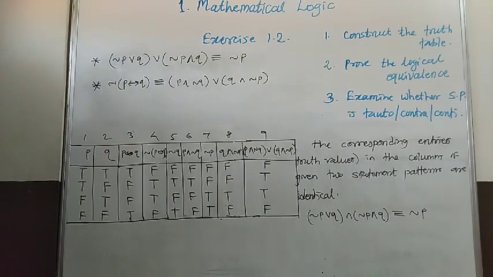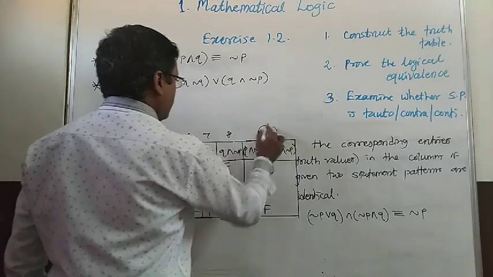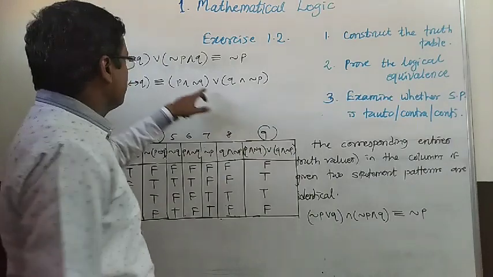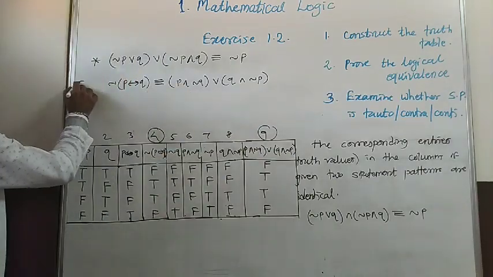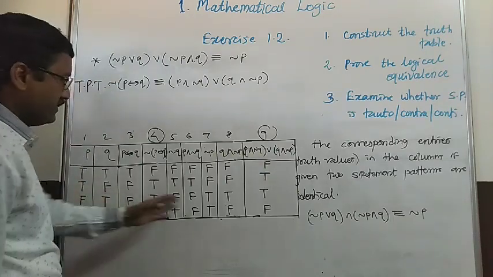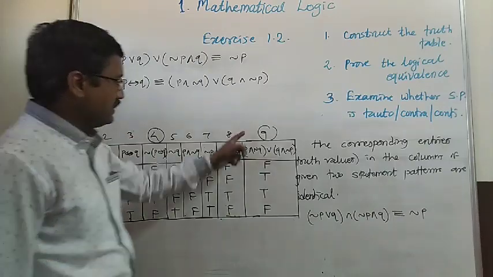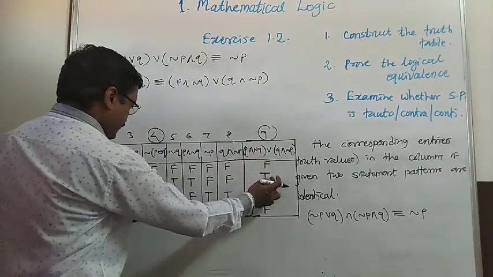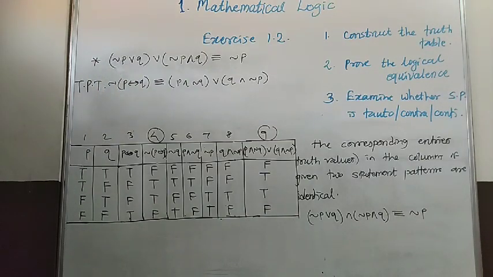If you observe column number 4 and 9, column 4 is of the left hand side of the equivalence and column 9 contains the right hand side of the given equivalence. So we have to prove this. In this table, column number 4 contains entries F, T, T, F, and column number 9 contains entries F, T, T, F. All these corresponding entries are identical.